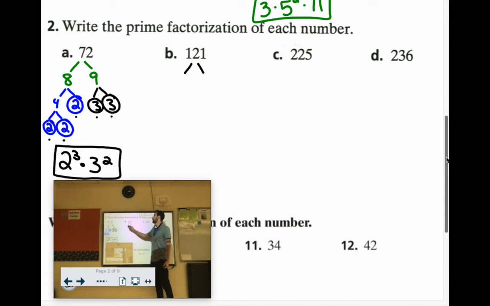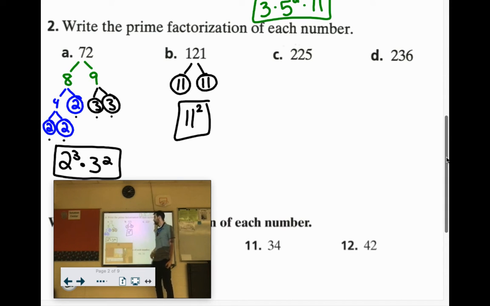121, the only factors besides 1 and 121 are 11 and 11. 11 is prime, so we just write this as 11 squared. That wasn't too bad.